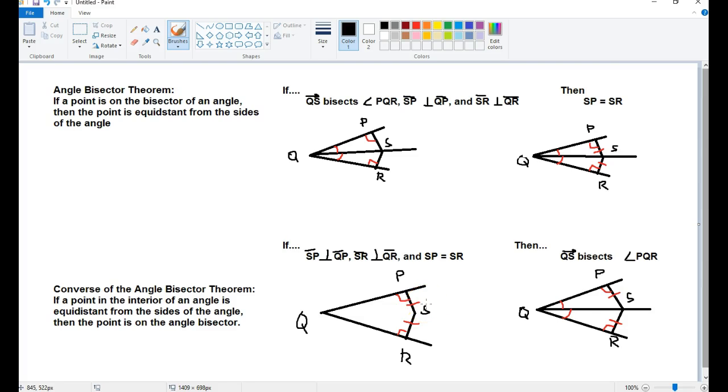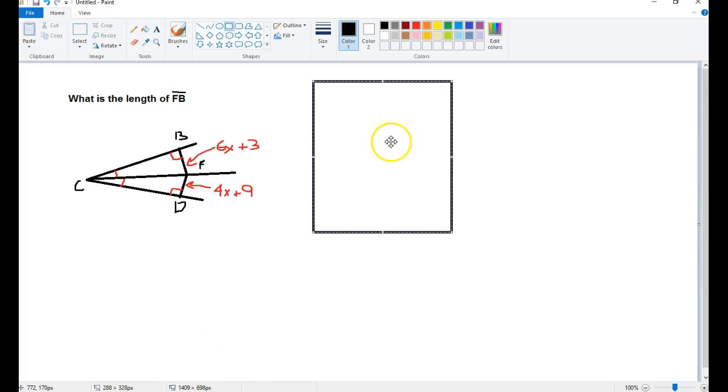Alright, we're going to go through one more example, and that will be it for today. Okay, so we're given another example that's similar to the one we had with the perpendicular bisector. So we're given this angle, BCD, and we're told that CF comes through it and makes 2 smaller but congruent angles, and that FB is perpendicular to CB, and FD is perpendicular to CD.